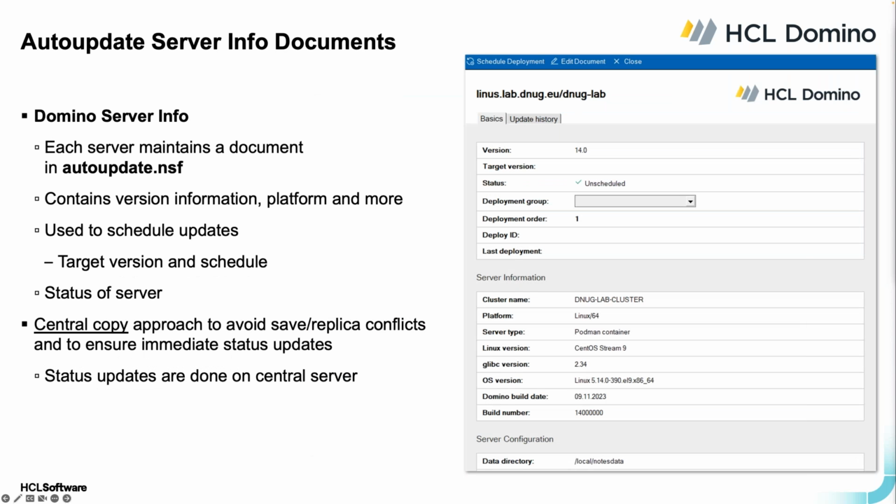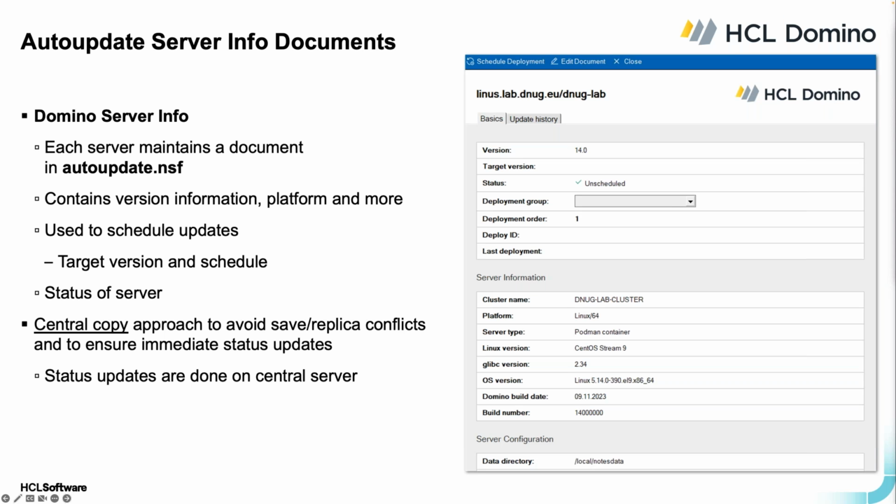We create a set of software documents for all of the available software, where you can see which things you have downloaded. We also get information about all of the servers in your environment. There's one server information document for every server that shows you what the current platform is and what version is running on that particular server. We put all this information into auto update.